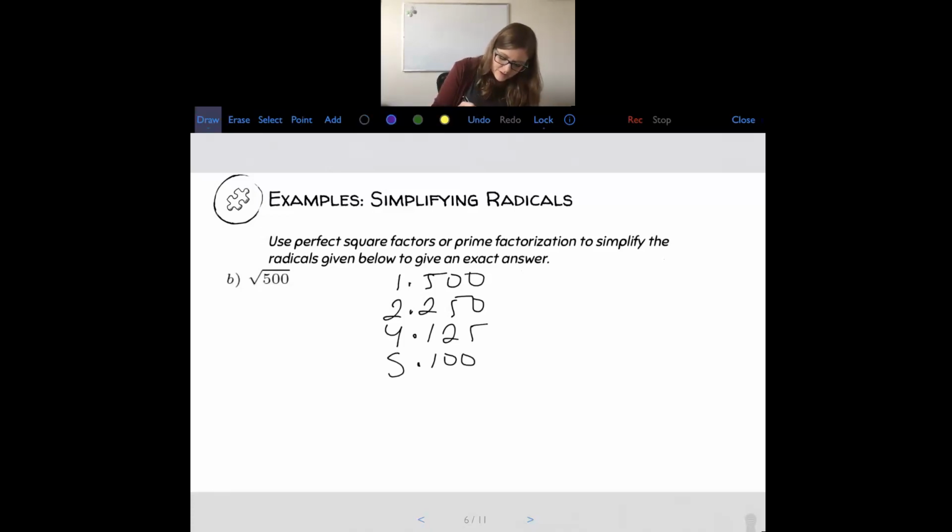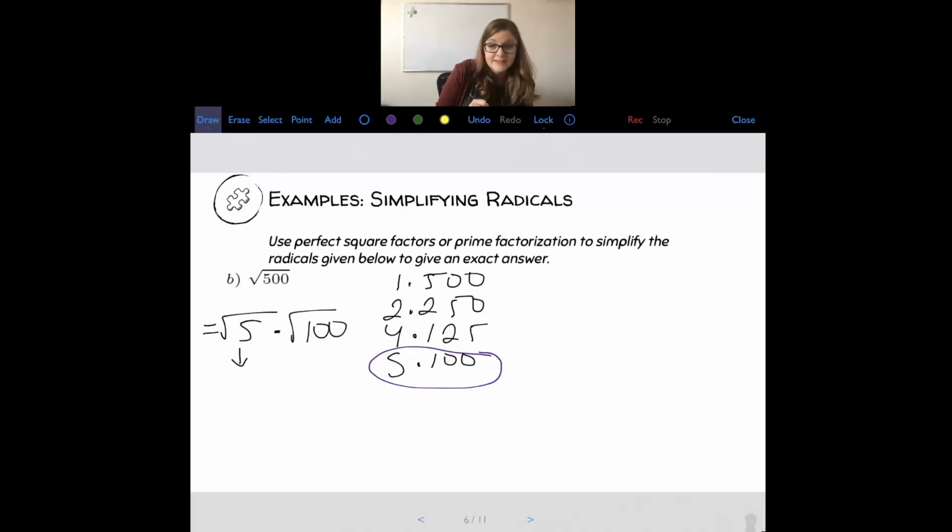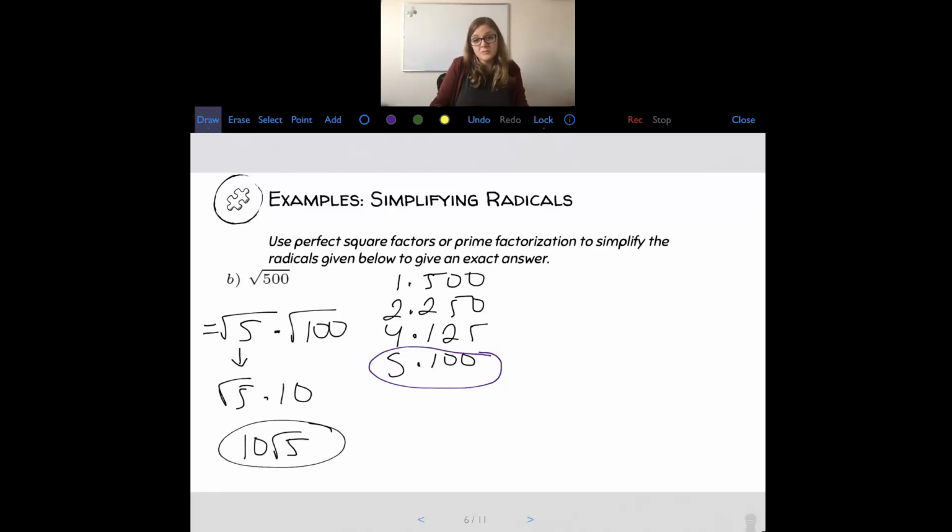I think that's it. Okay, so as I'm looking at this list, 100 is a perfect square because 10 times 10 is 100. So I'm going to rewrite this as the square root of 5 times the square root of 100. Square root of 5 can't simplify anymore. There's no more perfect squares there. Now the square root of 100 is 10. But I always recommend when you've got a whole number like this that is supposed to be outside of the radical, write it in front so that it's clear it's on the outside being multiplied.